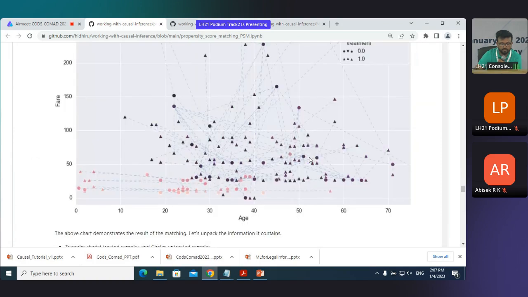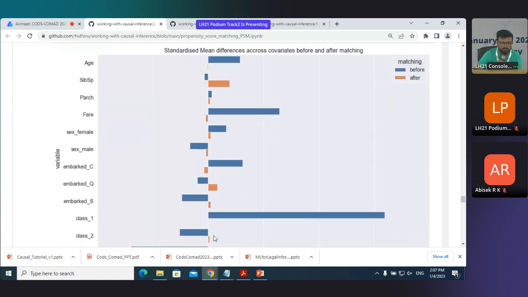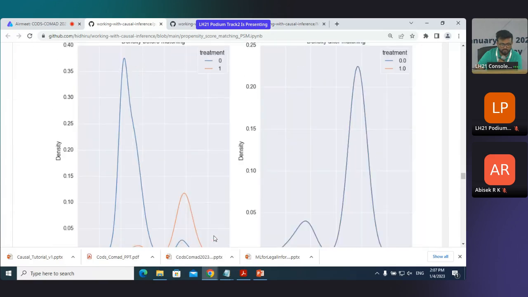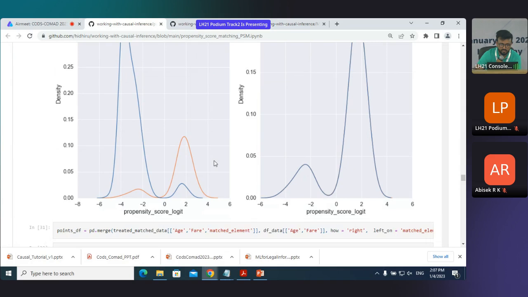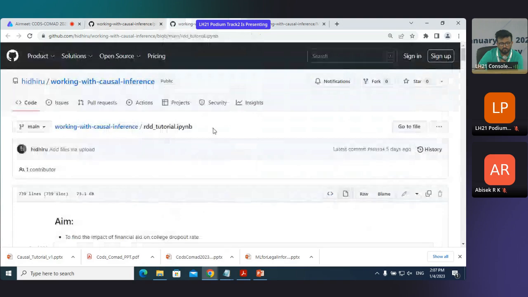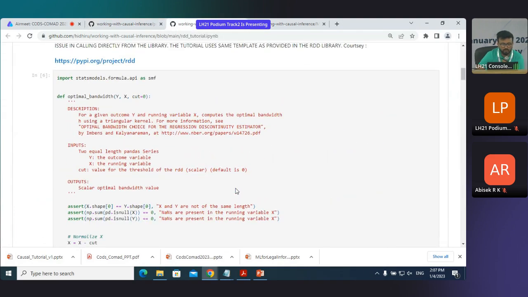Eventually, we look at various variables and how matching impacts them. But the whole point of this was to show how it looks once the matching is done. So this is primarily from a matching standpoint. And if we move on, I have one short little code rundown for RDD.